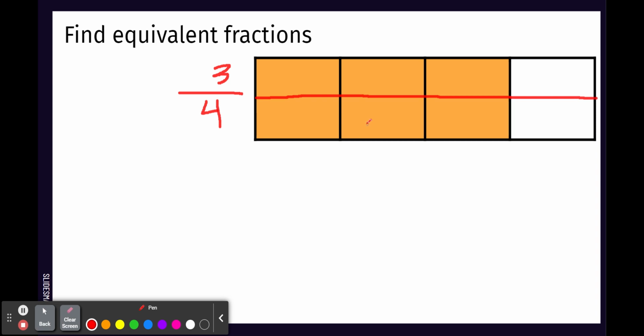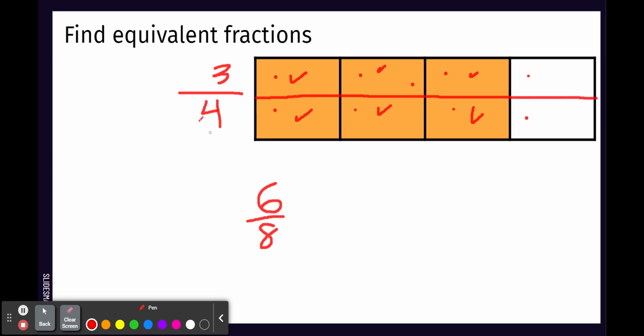Let's first figure out what our denominator is, the number of pieces that we have partitioned our whole into. So we have 1, 2, 3, 4, 5, 6, 7, 8. So I have eighths over here, right? So I'm going to represent eighths, right? Now, how many of my eighths are in orange? So let's go ahead and count them again. So I have 1, 2, 3, 4, 5, 6. So 6 of my eighths are in orange.